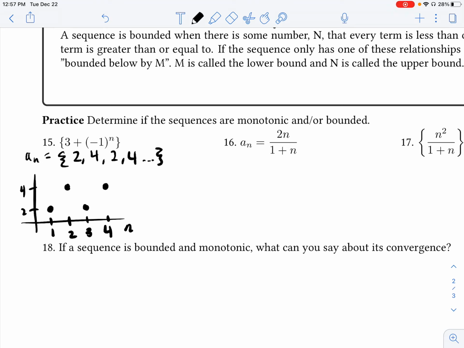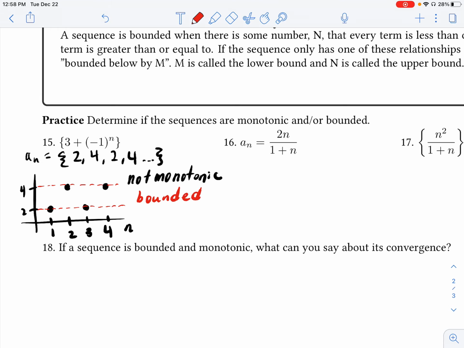So first off, is this sequence monotonic? The answer clearly is no, it's not monotonic because we are alternating back and forth. The terms are not just continually getting larger or continually getting smaller. We would say that this sequence is not monotonic. It does not stay strictly increasing or strictly decreasing. Now, is this sequence bounded? Well, yeah. Our lower values never go below 2, so we would say that this is bounded below by 2. At the same time, it never gets larger than 4, so we would say that this sequence is bounded above by 4. So this sequence is bounded.